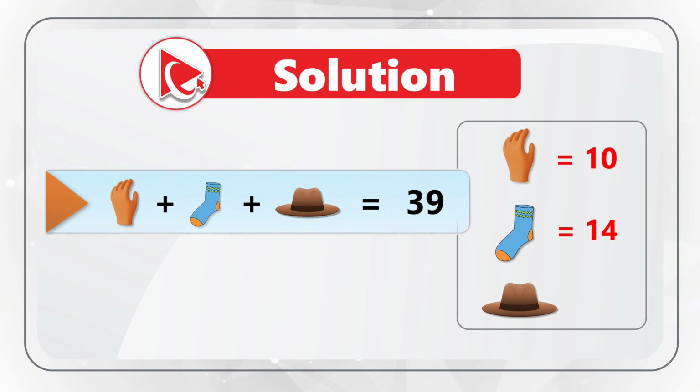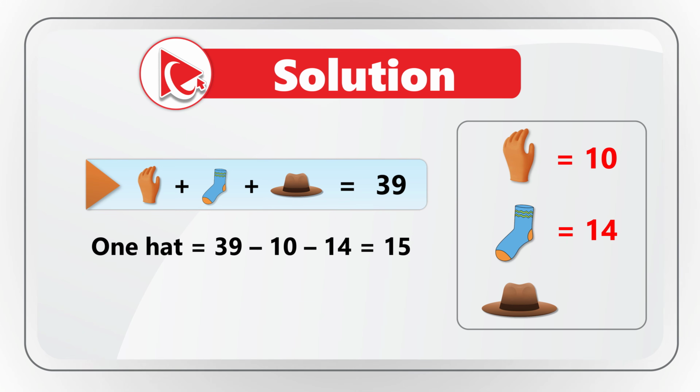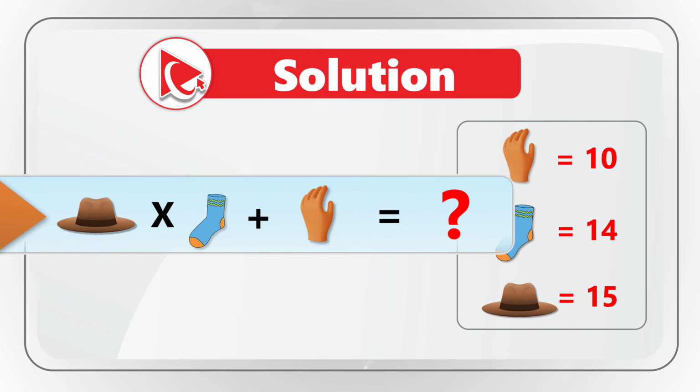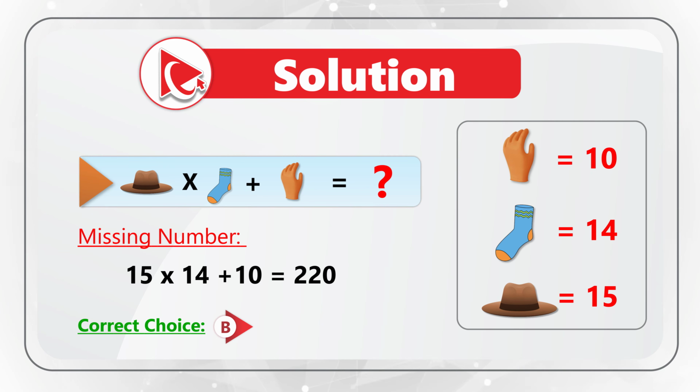Let's go to the third expression. 1 glove plus 1 sock plus 1 hat equals 39. We can calculate the value associated with the hat. It equals 15, because 39 minus 10 minus 14 equals 15. Now we are ready to calculate the missing number. And to do that, we need to multiply 15 by 14 plus 10, which is the value of the hat multiplied by the value of the sock plus the value of the glove. So the correct answer here is choice B, 220.